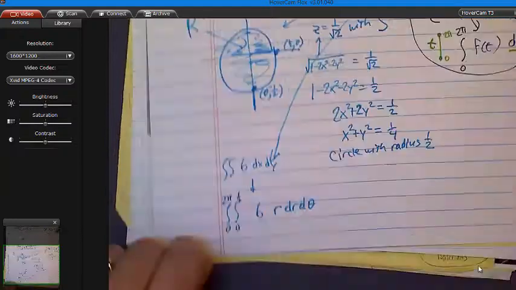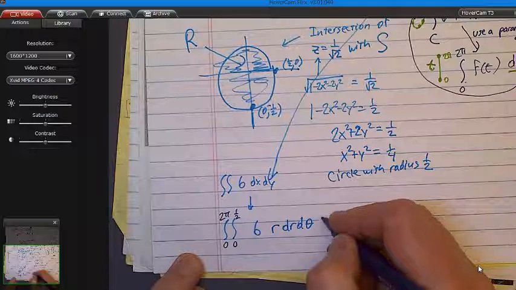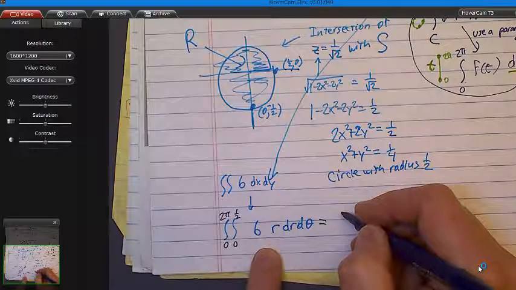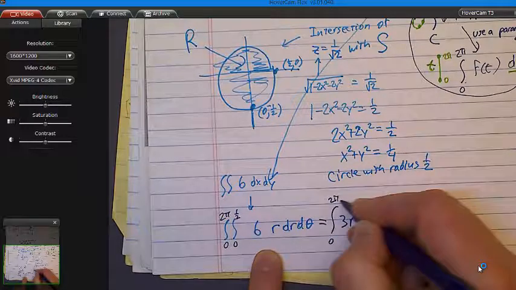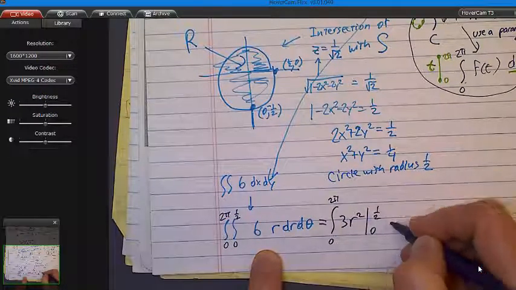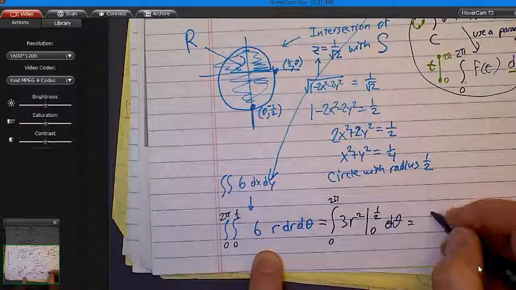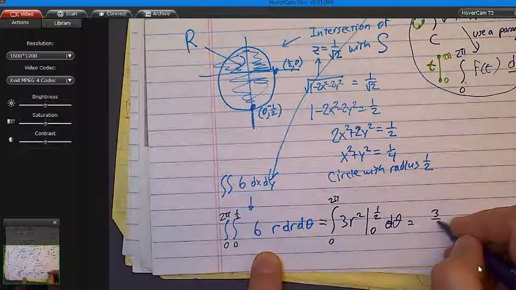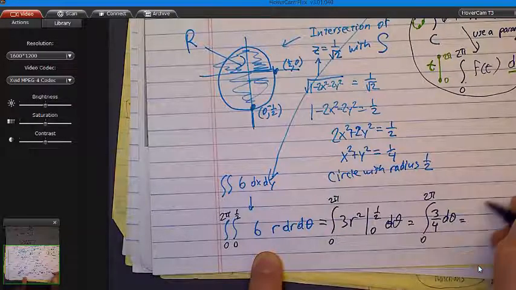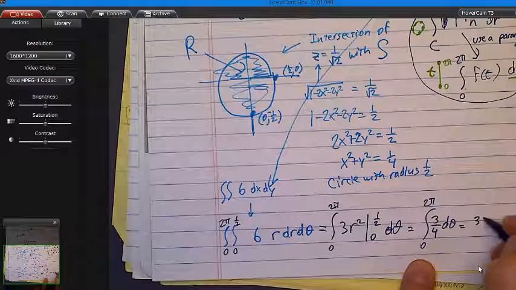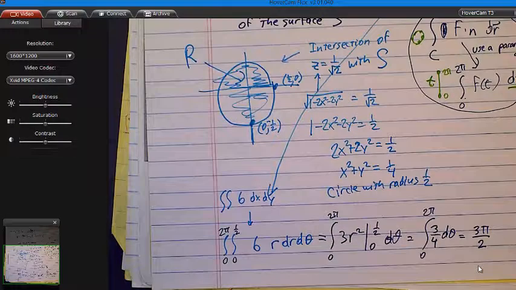And can we integrate this? I hope so. Let's see. When we integrate dr, we get r squared over 2, so now we have 3r squared. And we're going from 0 to 1/2. And then we still have to integrate d theta. So we get, that would be 3/4 integral 0 to 2 pi d theta. And so I'm getting 3 pi over 2. How's that look? Looks pretty.